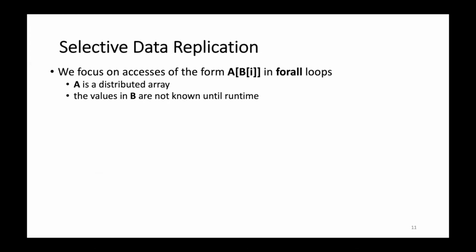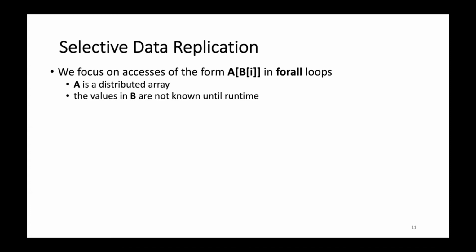So first, since we're applying it through a compiler optimization and it's done automatically, we need to think about how do we actually recognize what an irregular memory access looks like. So what we're going to say is we're looking for accesses of the form A[B[i]], and they're in forall loops. So we focus on forall loops since that's where a majority of all our time is spent. In this case, A is going to be a distributed array, and the values in B are not known until runtime. And this is something that is common in these irregular applications. B is often some sort of data-dependent value.